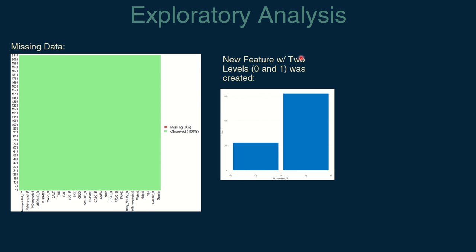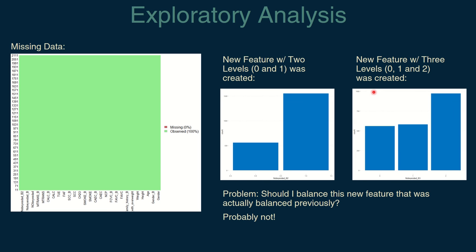We didn't have any missing data, and I created a new feature here with 2 values, where 0 is not obese and 1 is obese, and I also created another variable with 3 values: not obese, overweight, and obese. Why I did that: because I was trying to simplify things and not have 7 different levels. I think sometimes simple is the best thing to do when you try to talk about what's going on and convey the information.